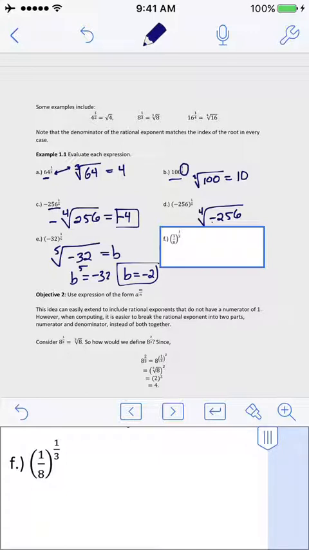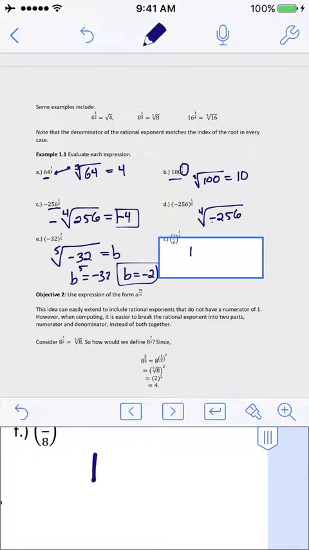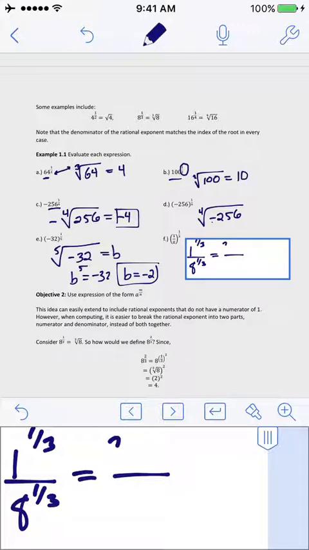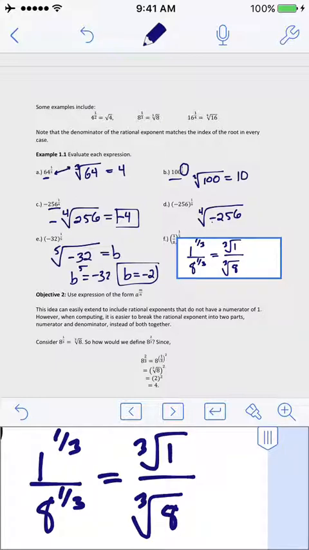Alright, and one last one, right? We've got 1/8 to the 1/3. Once again, we can use our rules of exponents to make this a little easier. So I've got 1 to the 1/3 over 8 to the 1/3, right? And that's the same thing as, if I convert them to radicals, cubed root of 1 over cubed root of 8. I could have switched them first, that would have been fine.